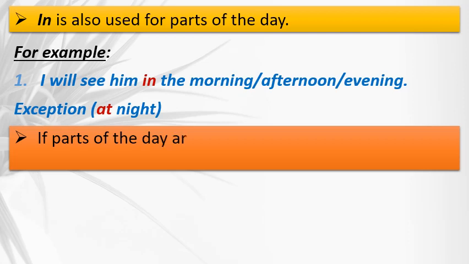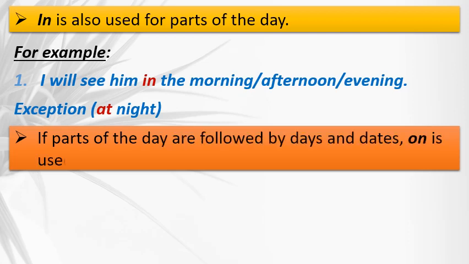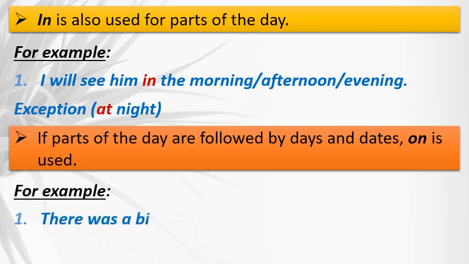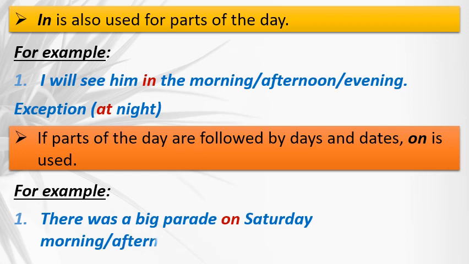If parts of the day are followed by days and dates, on is used. To clarify, let us see an example. There was a big parade on Saturday morning or on Saturday afternoon.